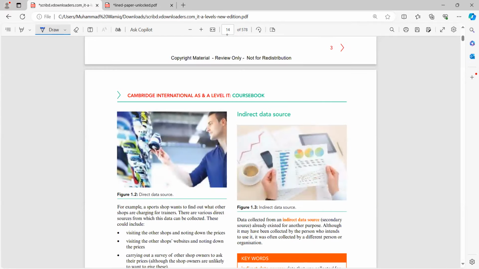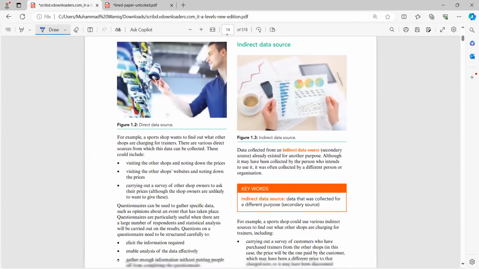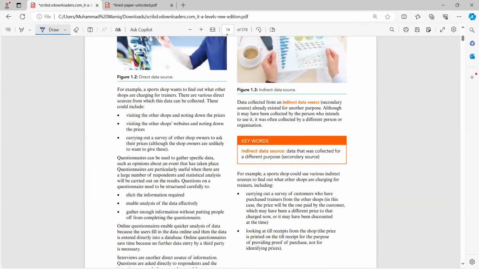And when collecting the data, you might have to go yourself. For example, visiting the shop and noting down the prices, visiting the other shops, carrying out a survey. Let's work on one of the examples right here.